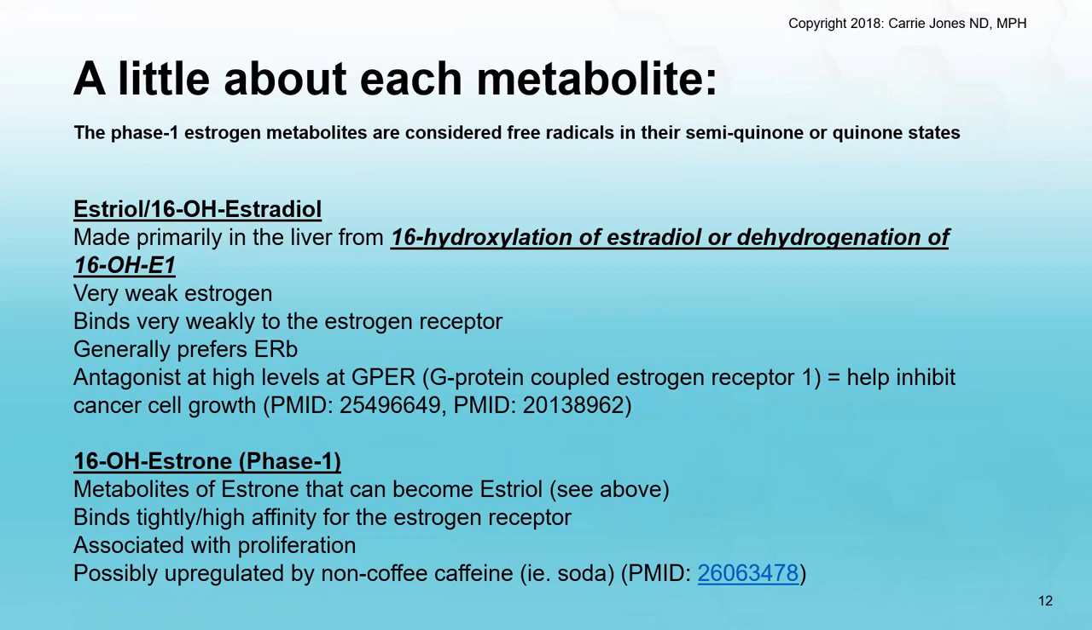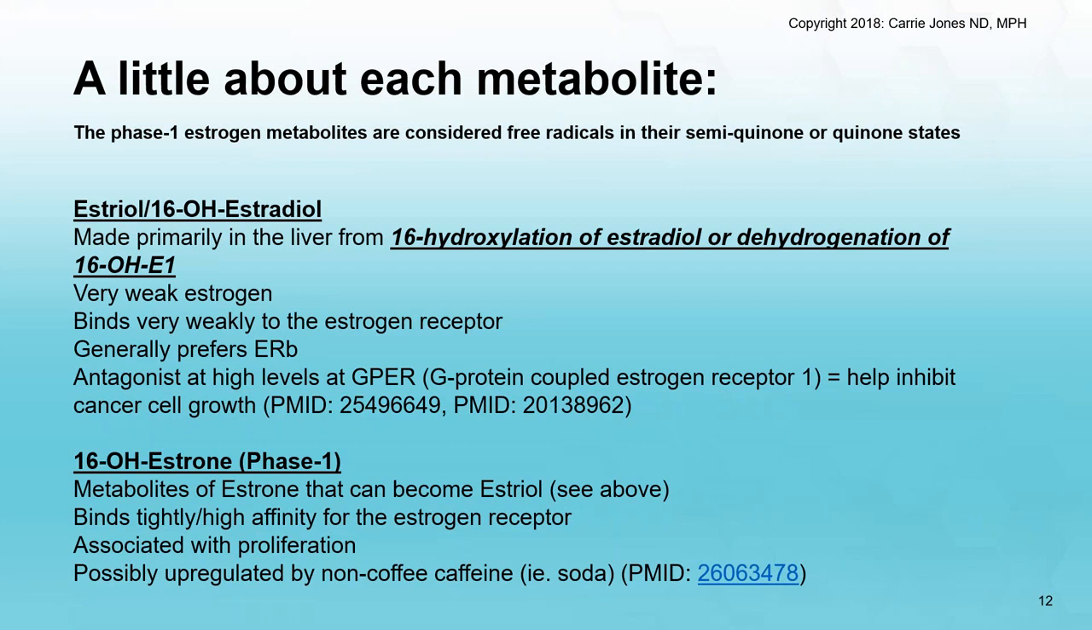So that brings us into our 16. Estriol, believe it or not, many of you may not realize this, is not made in the ovaries. It is made primarily in the liver. So you get the 16-hydroxylation of estradiol, which turns into estriol, or you get what's called the dehydrogenation of the 16-hydroxy-E1. The other word for estriol is 16-hydroxy-E2, which can be very confusing. But when you're reading the research, 16-hydroxy-E2 is actually estriol. It's a very weak estrogen.